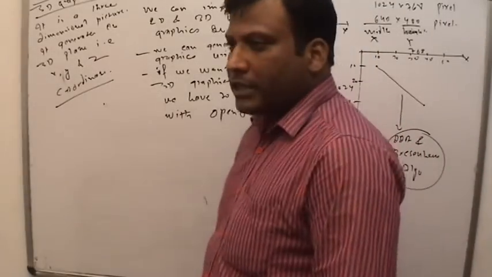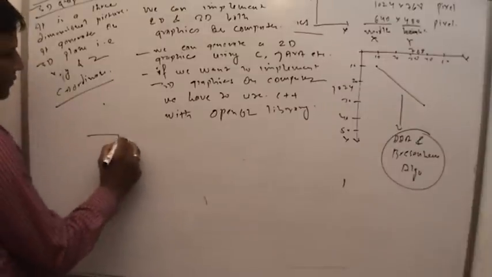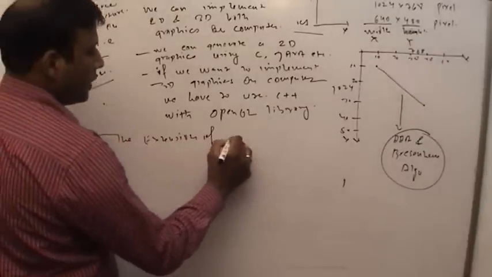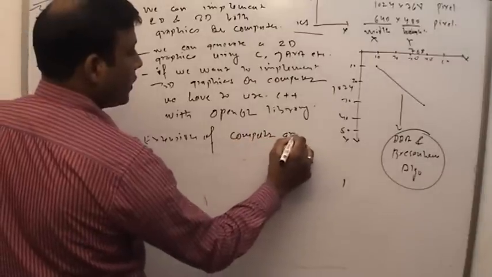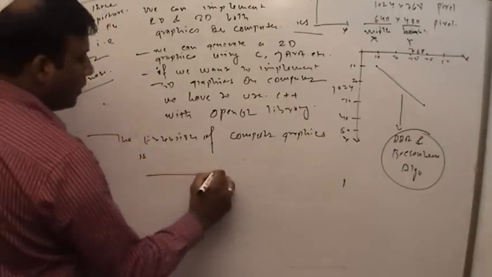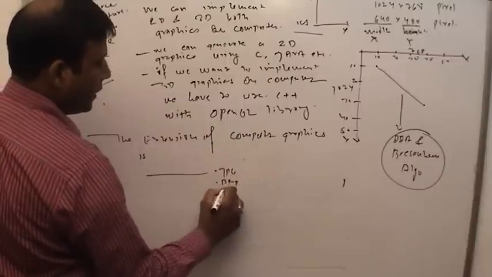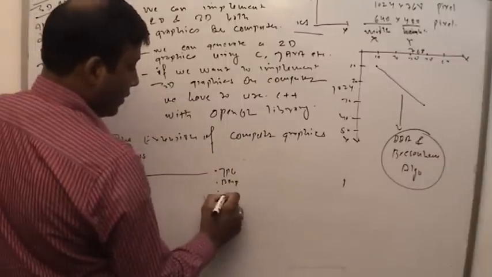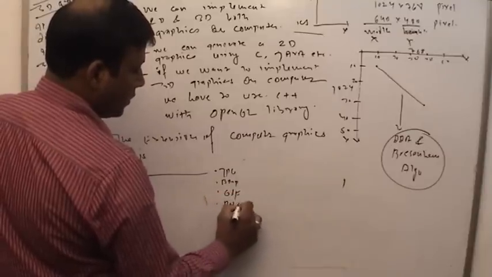So there are various extensions of computer graphics, like .jpg, .bmp, .gif, .png.